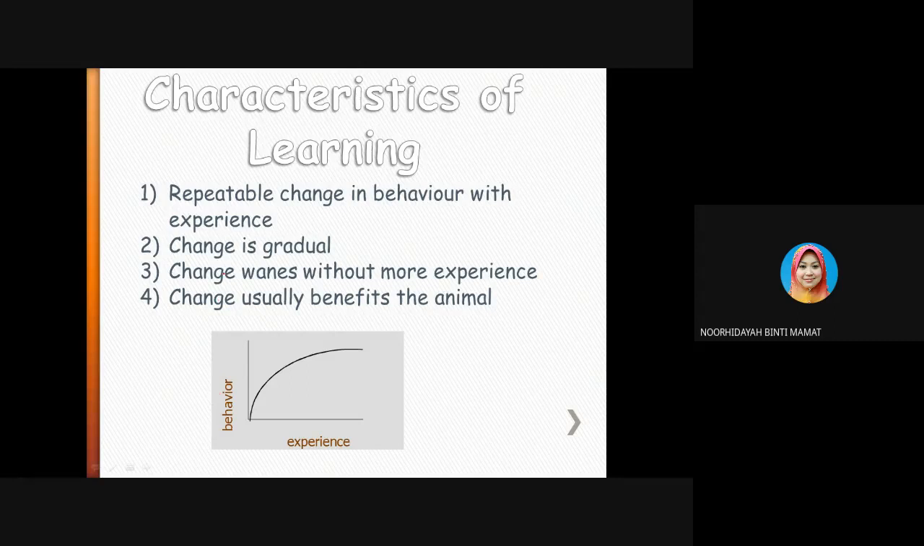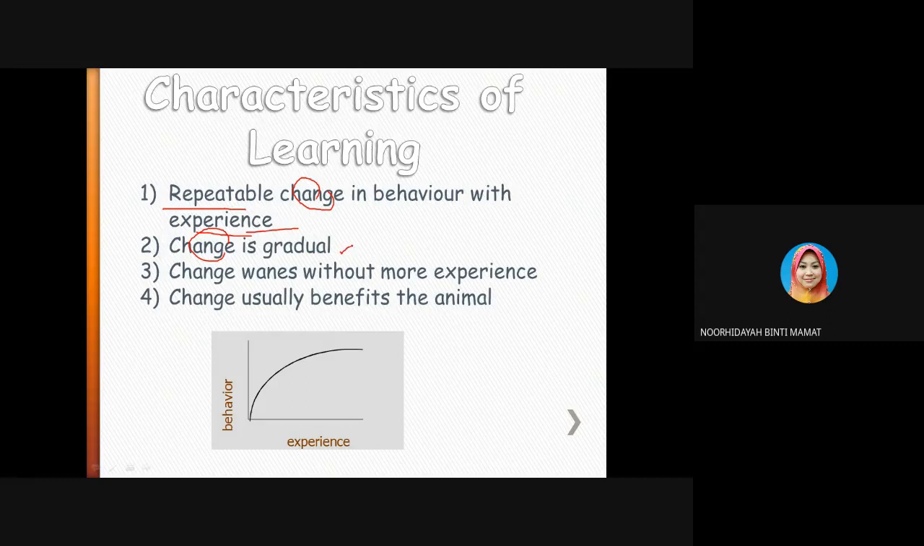However, for this learning behavior, we have four characteristics. The first one is the repeatable change in behavior with experience. And the second characteristic, the change is gradual.